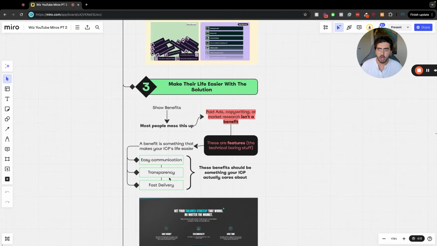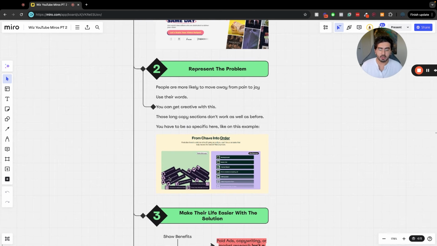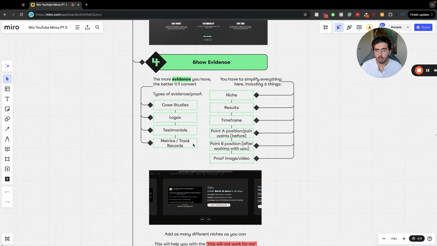Now, we said a lot. We're showing a lot that we're great. We're showing people that there's pains. We're showing people that we can solve the problems. Well, now we got to clearly break down the evidence.